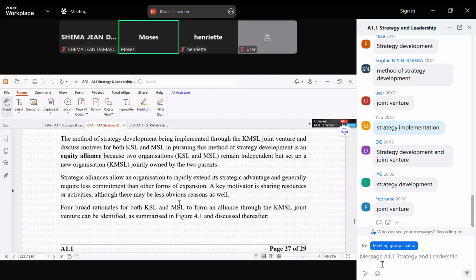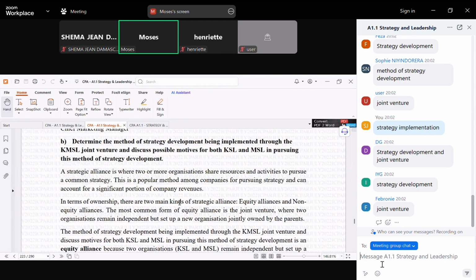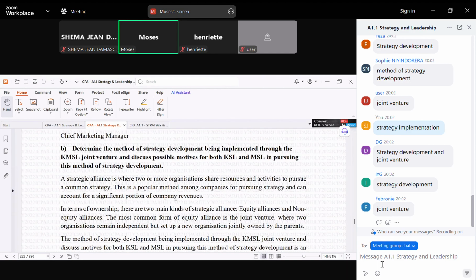Okay, they probably did not start with strategy development, but okay, I think they started directly with a strategic alliance because it is what was the answer. But I would recommend that you also start with strategy development, okay? Because it is the key concept there.